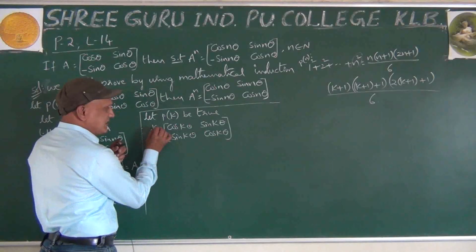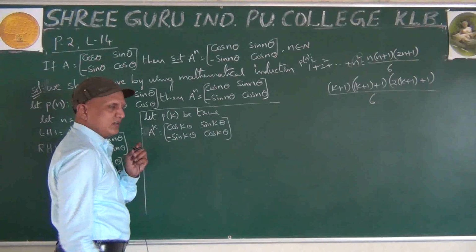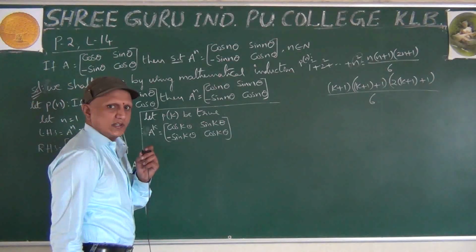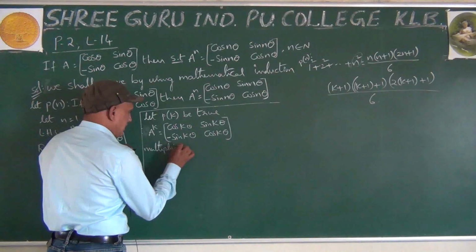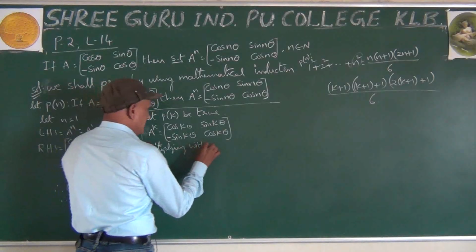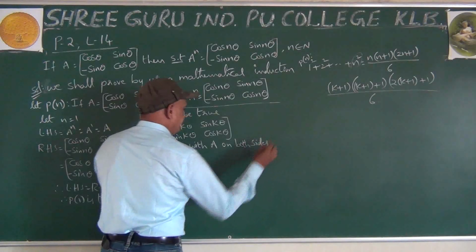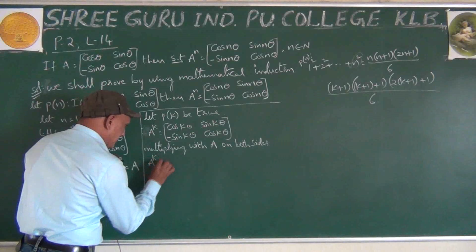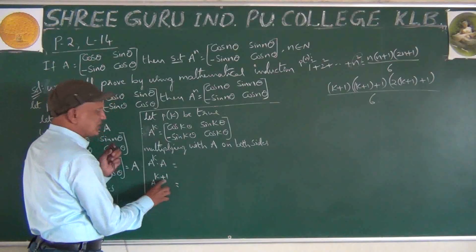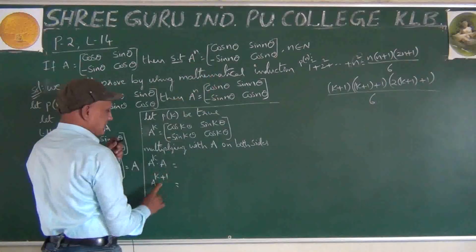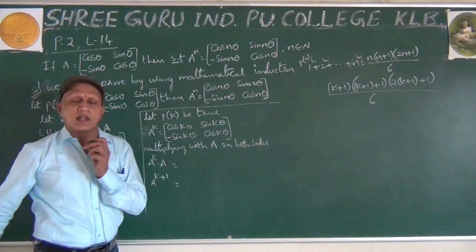We need k plus 1 means directly you cannot add 1 here. We have to multiply with A on both sides. Sir, why are you multiplying with A on both sides? Sir, if you multiply, what will happen? Let us see. Bases are same, power should be added. We want A power k plus 1. We got it. That's why we are multiplying with A on both sides.